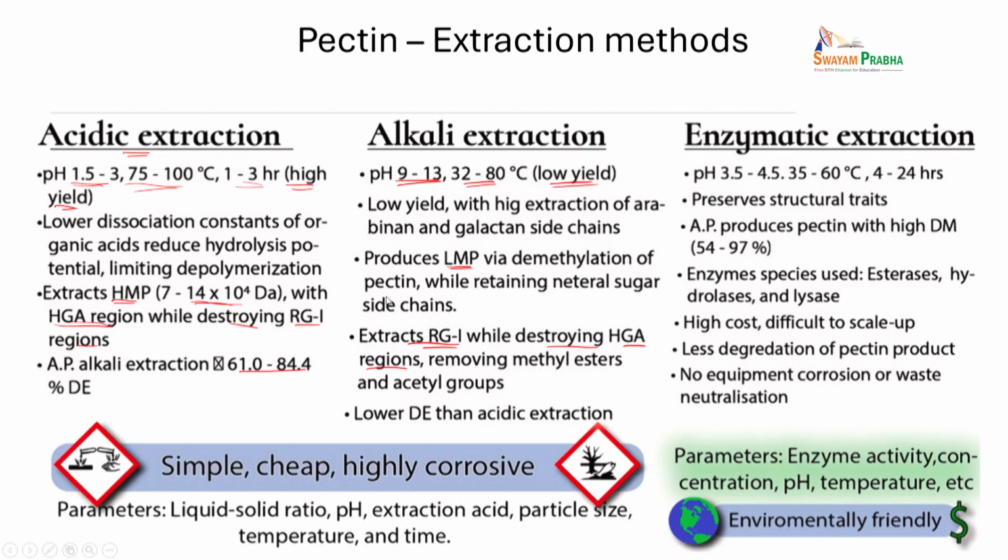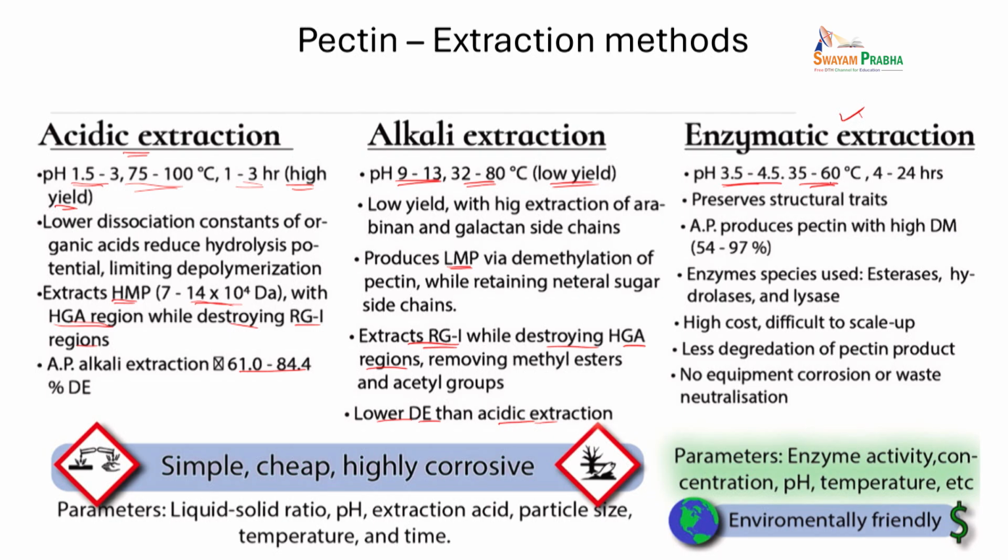If you want to preserve the amorphous or hairy region of the polymer, you would do alkali extraction, and it gives you a lower degree of esterification than acidic extraction. The third approach is enzymatic extraction. Here the pH range is between 3 to 4.5.